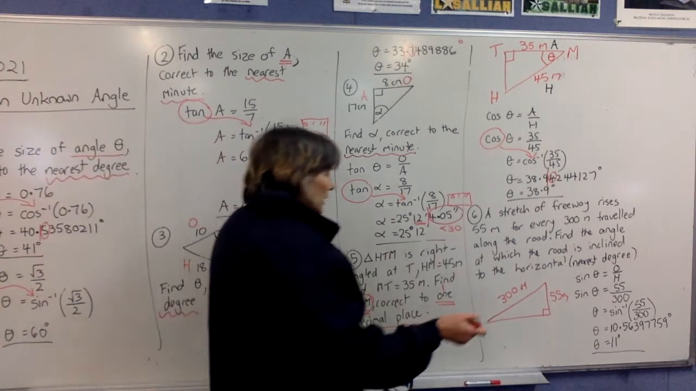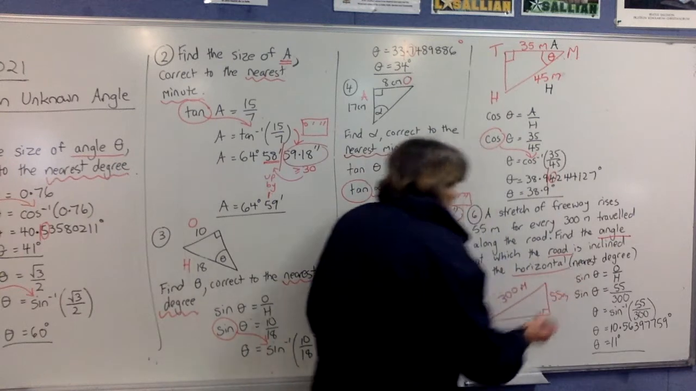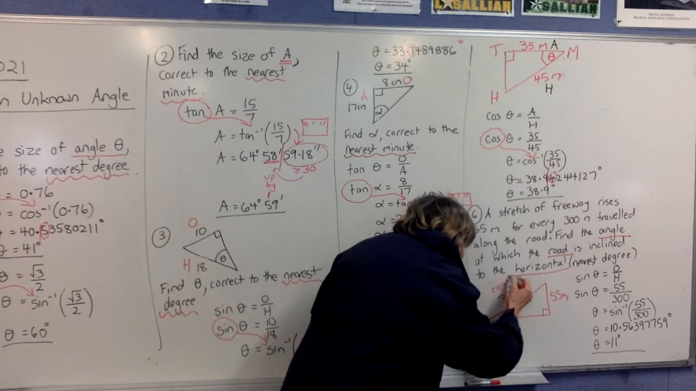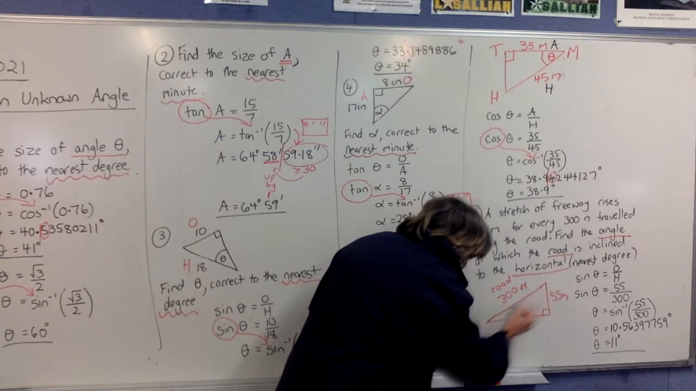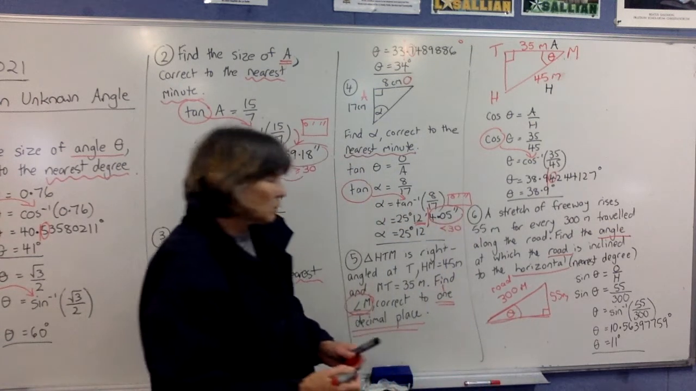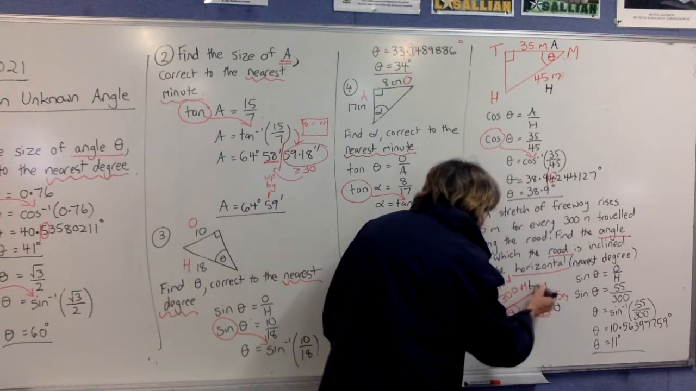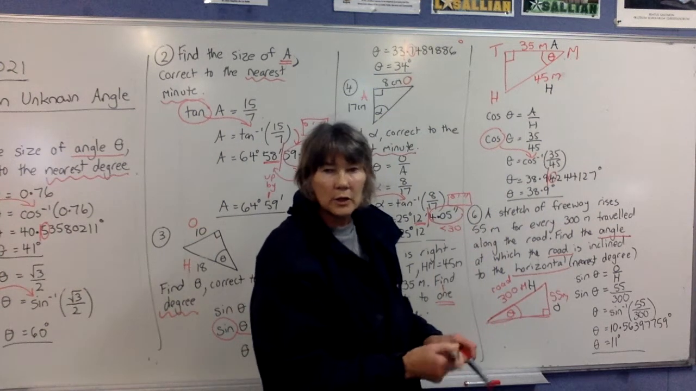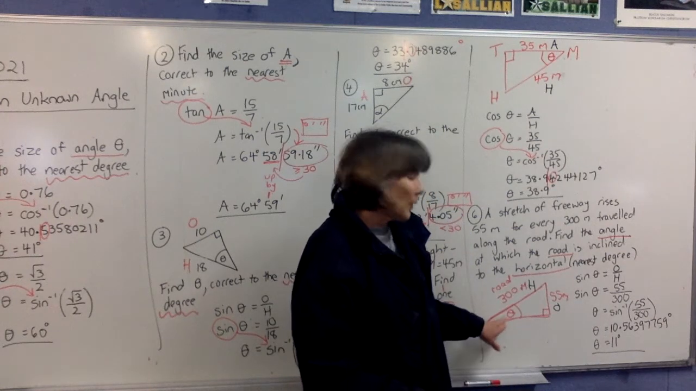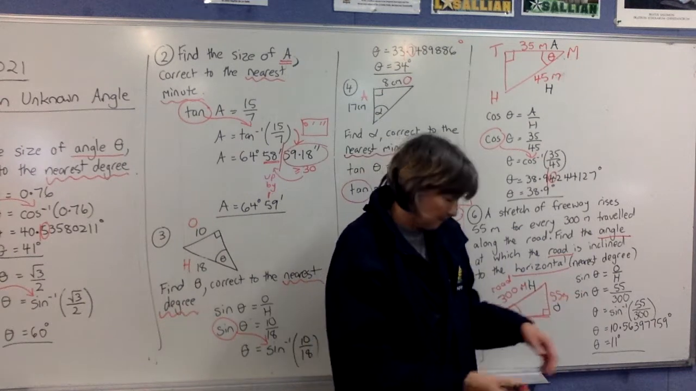Now it says find the angle at which the road is inclined to the horizontal. Well, this is your road. This is your horizontal. And we want the angle between them. So that's what we're looking for. Let's label the sides. We have the opposite and the hypotenuse. So we're using sine. Sine theta equals O over H. We don't know our angle, so sine theta equals 55 over 300.